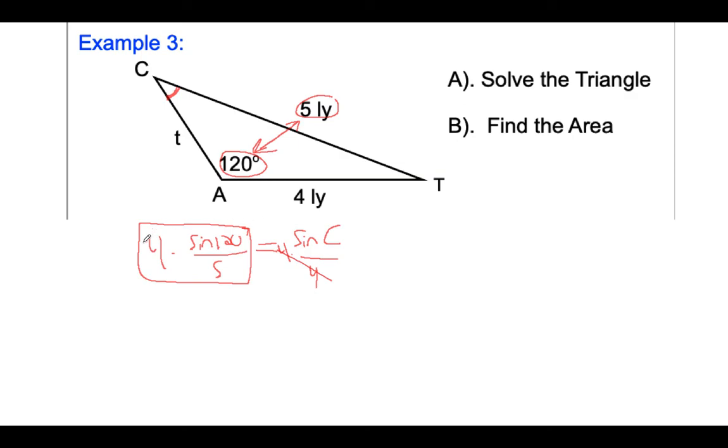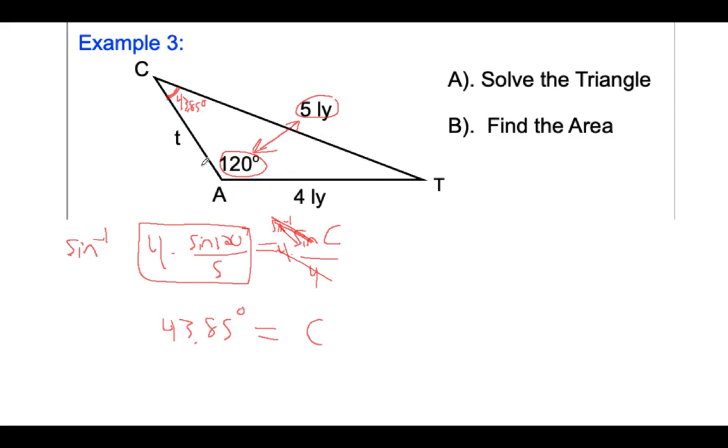Because now to solve for C, we're going to take the inverse sine of both sides. Basically these cancel out, undo each other. You have C over here. And so you type in your calculator second sine to get sine inverse. Then we got 4 times sine of 120, and then divide that by 5, and you get C is about 43.85 degrees.